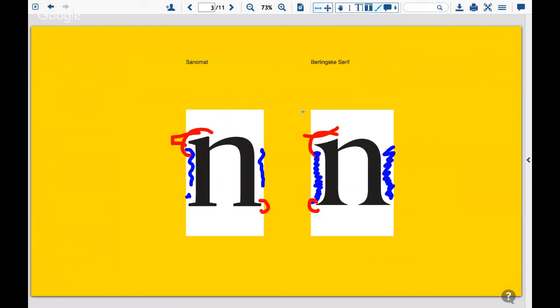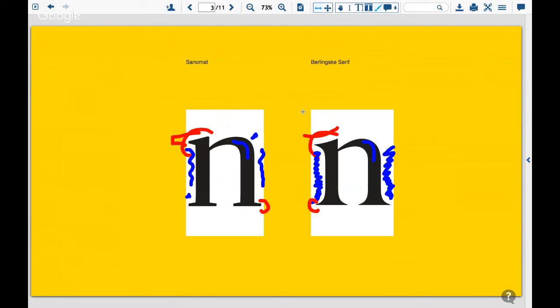Totally. So one other thing, while we're at the end, that we haven't mentioned: there's also a slight difference. If you see this shoulder area here, the Sanomat one is a bit flatter on the top, and it looks a little more curved, a more gentle curve, on Berlingske. It seems really subtle, but when you look at the typeface as a whole, you might notice that Sanomat feels a little more structured. There's a little more directionality and tension up here at the right corner.